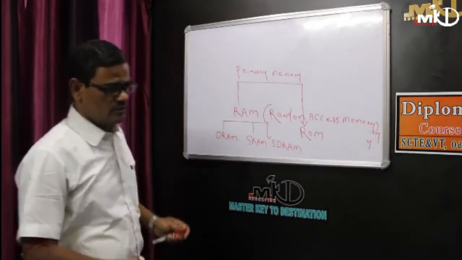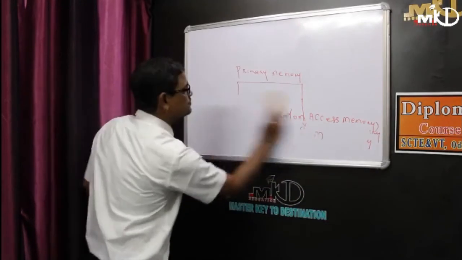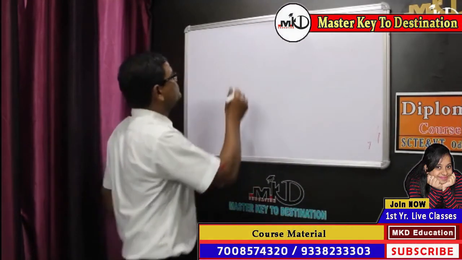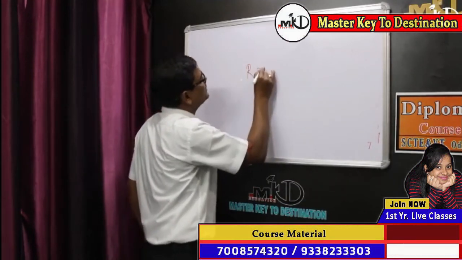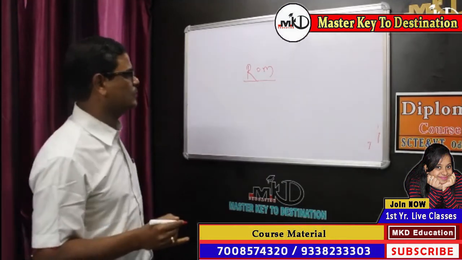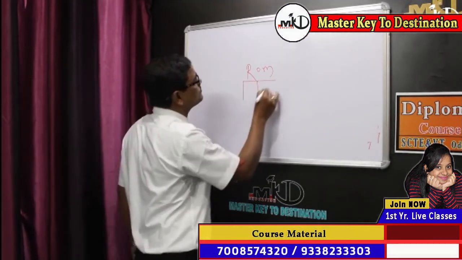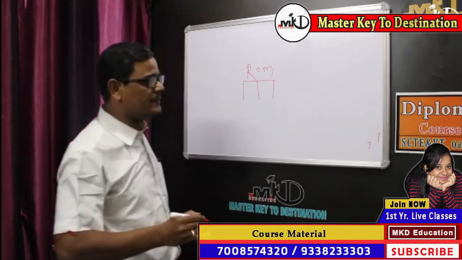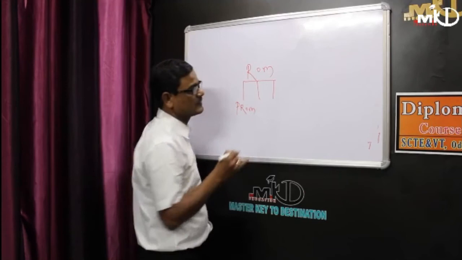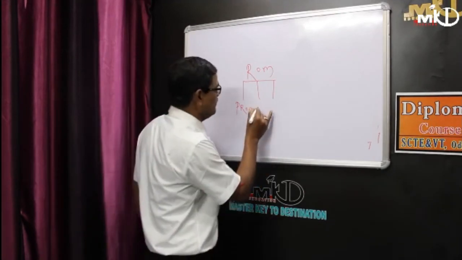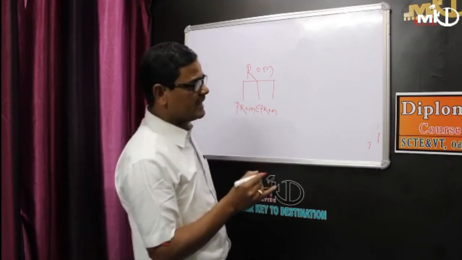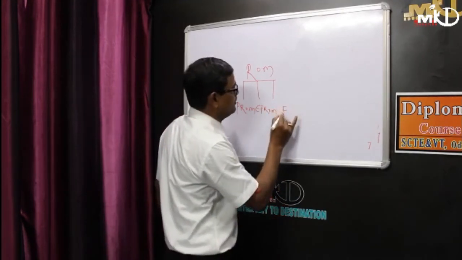Further, if we discuss the ROM, read-only memory, that is also divided into different types. Different types of ROM are available: one is PROM, another is EPROM, another is EEPROM.